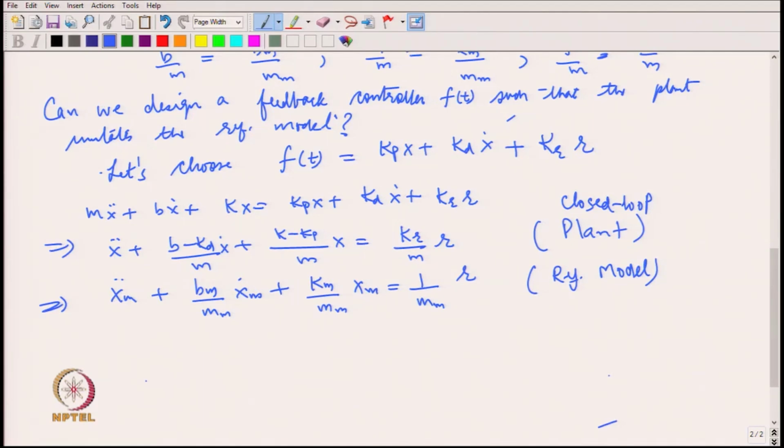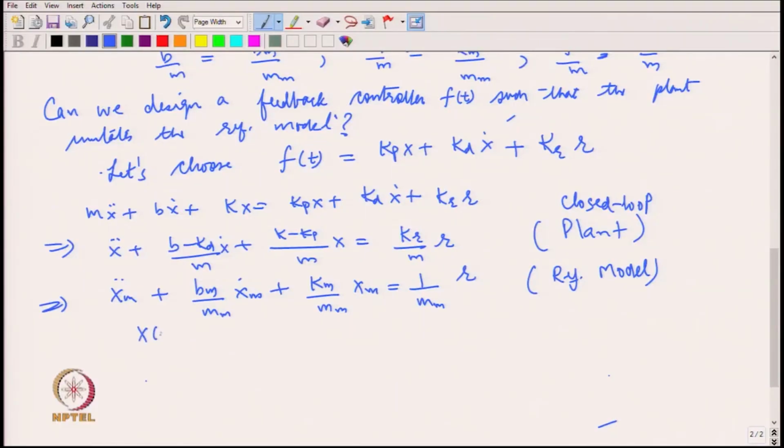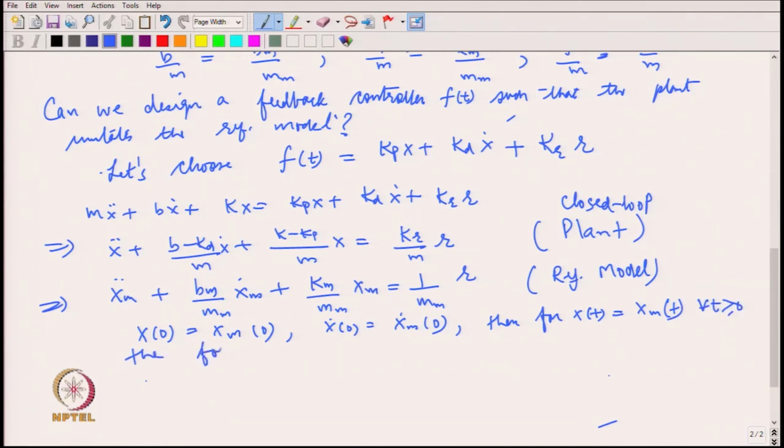So let us look at these two equations. What we see here is that we can compare the coefficients, right. If the initial conditions are the same for both the plant and the model, so the initial positions and the initial velocities for both the plant and the reference model are the same, then for x of t to be equal to xm of t for all time t greater than or equal to 0, the following condition should hold.